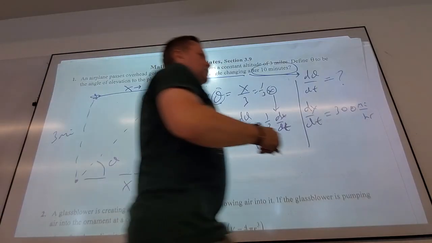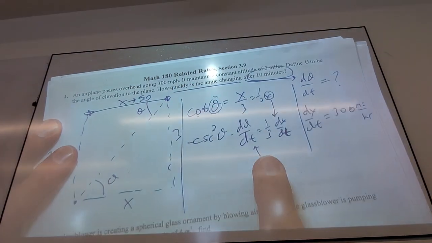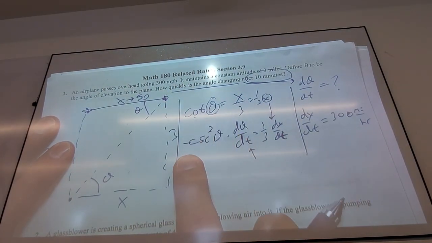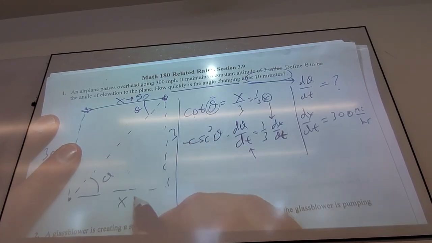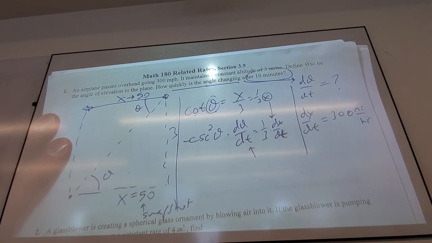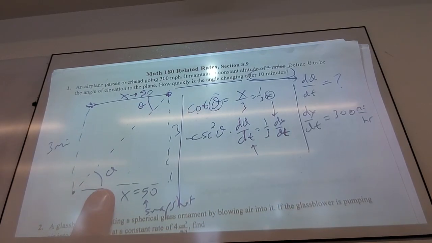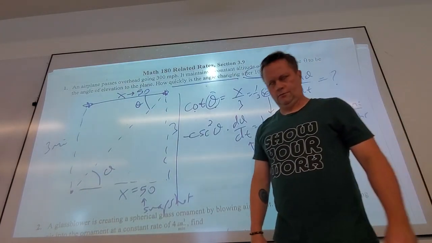So at the snapshot, what's the value of x? 50. Do I need the value of x? No. I need the value of cosecant theta. But x is 50, yes? At the snapshot. How do I get cosecant? What am I missing? How do I get cosecant? What is cosecant? 1 over sine.